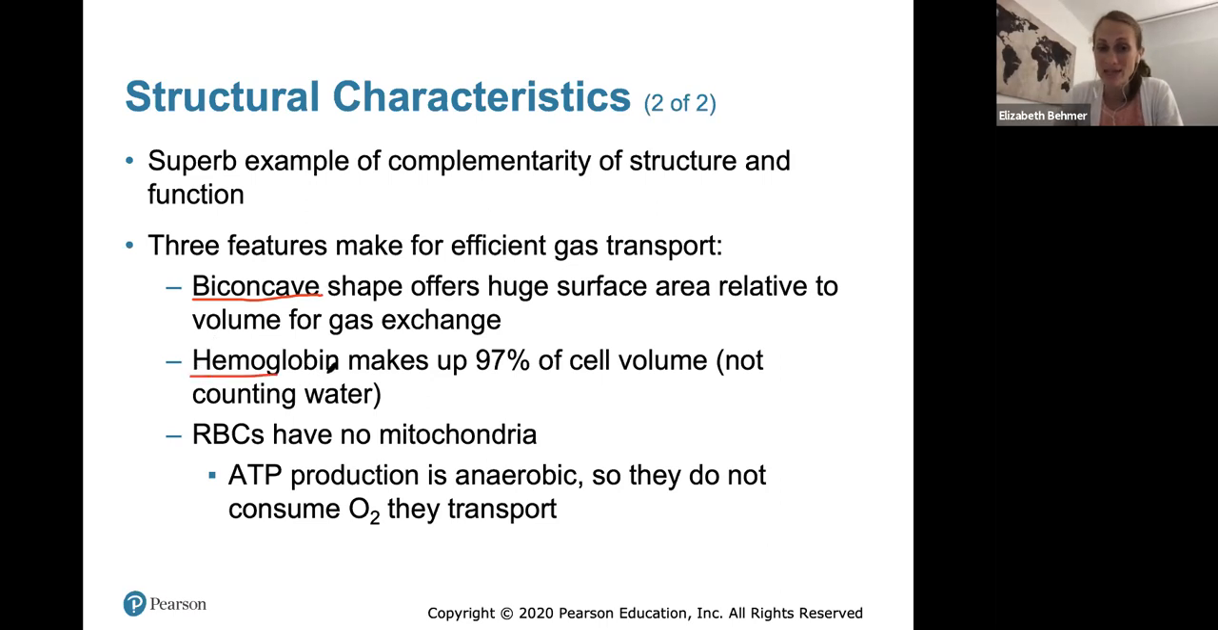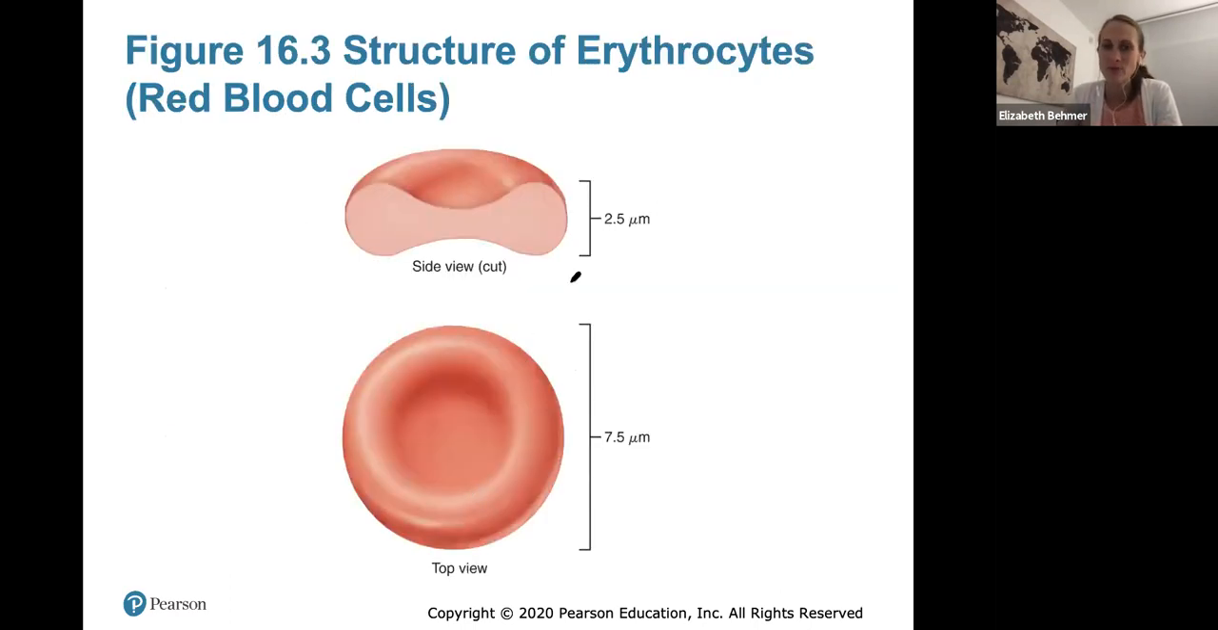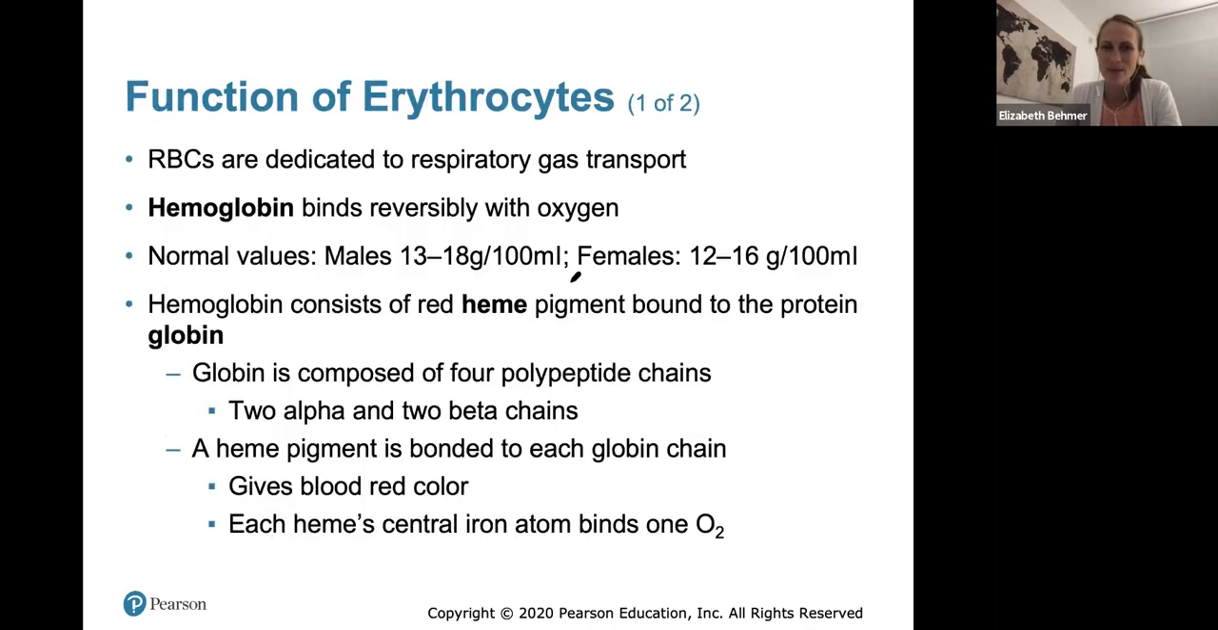Hemoglobin makes up about 97%. There's no mitochondria. They produce ATP anaerobically so that they never consume their own oxygen that they're trying to transport to the tissues. So here's a look at the red blood cell structure. We talked about they're dedicated to respiratory gas transport. Hemoglobin binds reversibly with oxygen, meaning it's able to bind to oxygen and then it's able to let go of it. That's what reversibly means.